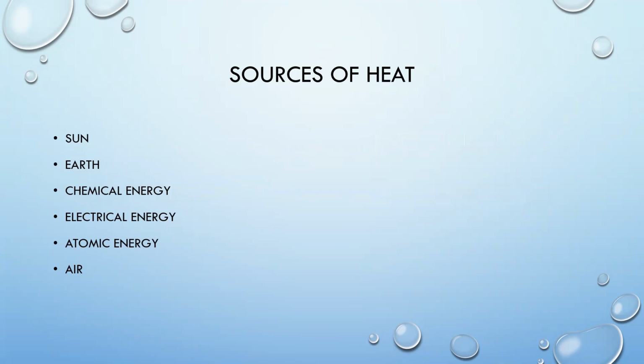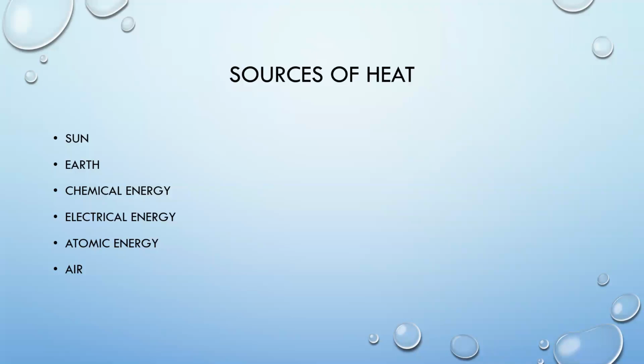Sources of heat. Number 1, Sun. The sun is the biggest source of heat received by the earth. A large amount of heat is generated due to the nuclear fusion taking place in its center. In this process, hydrogen nuclei fuse together to form helium nuclei, generating heat in the process. Some of it reaches the earth in the form of light and heat.